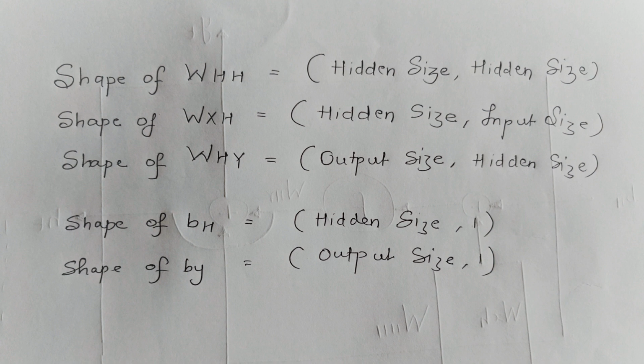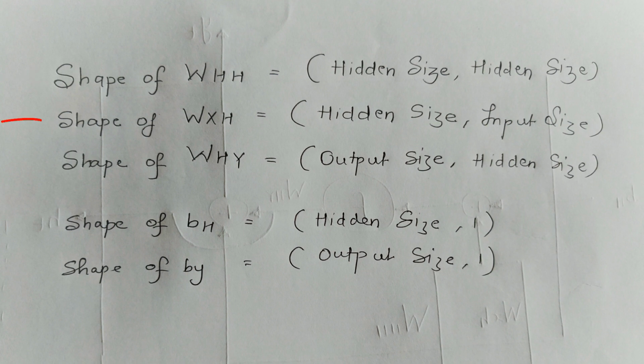Now let us discuss the shapes of the different matrices that I just mentioned previously. The first matrix is the WHH matrix, which is nothing else but the hidden state matrix. The size of the matrix is dependent on the hidden size that we have defined. The larger the size, the more parameters you can fit in here. So essentially the shape of WHH is hidden size comma hidden size. If your hidden size is, say, 2, then you will have a 2 cross 2 WHH matrix.